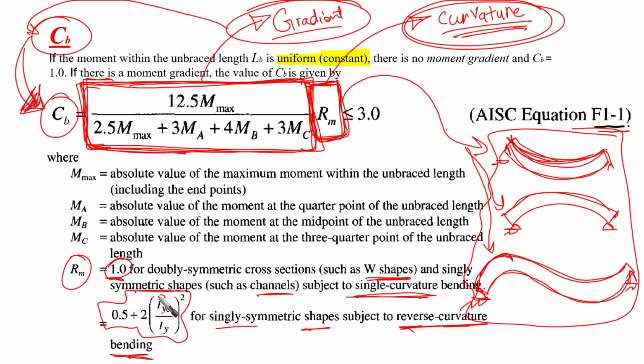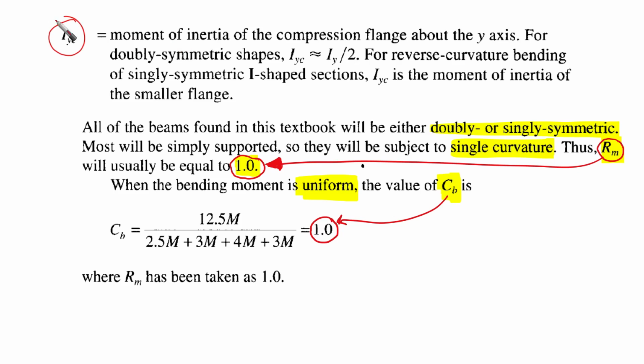The question is, what is IYC here? IY, we know it. It is the moment of inertia around the weak axis, or around Y. IYC is the moment of inertia of the compression flange about the y-axis. So we are talking about the compression flange here. For doubly symmetric shapes, it is going to be IY over 2, because the inertia around Y is due to the inertia of the flanges, not the web. So we say here it equals IY over 2.